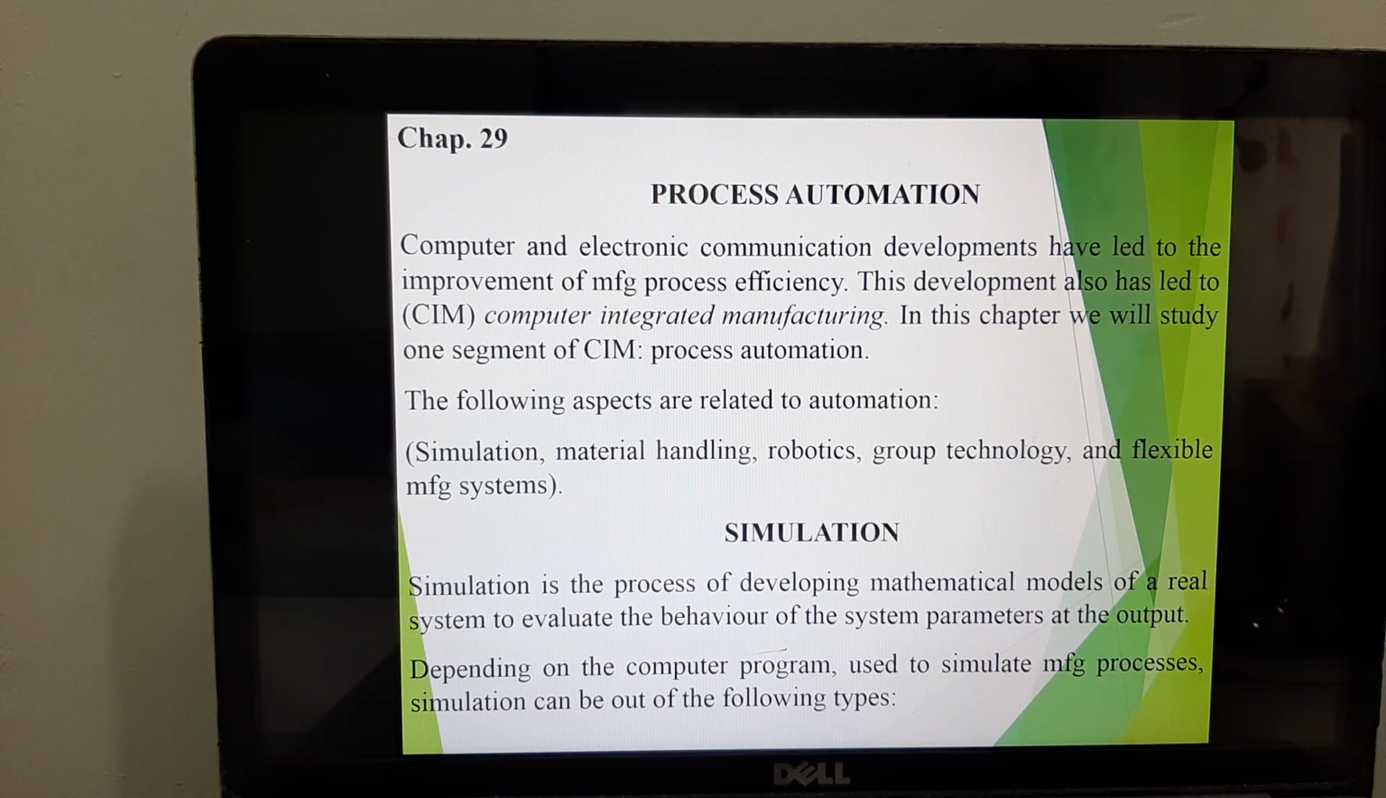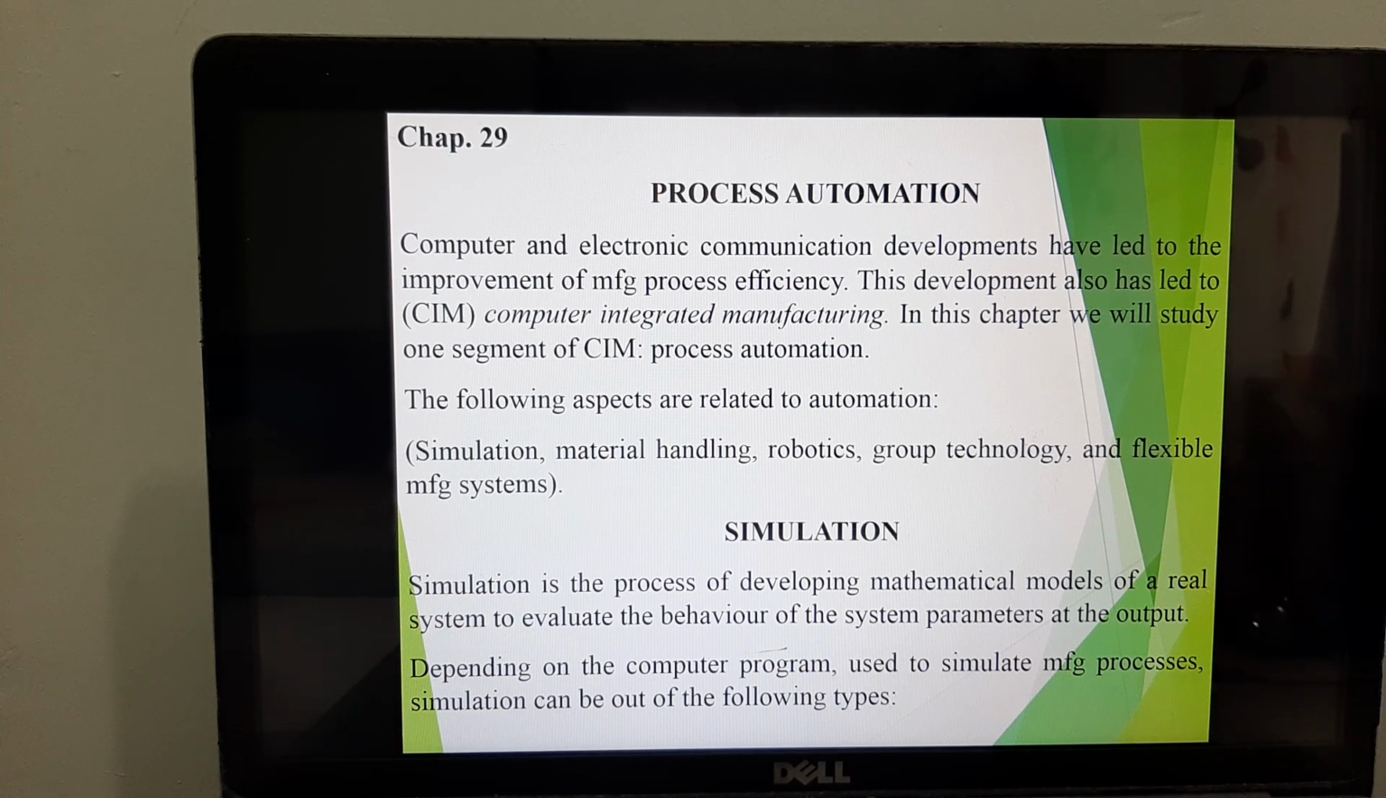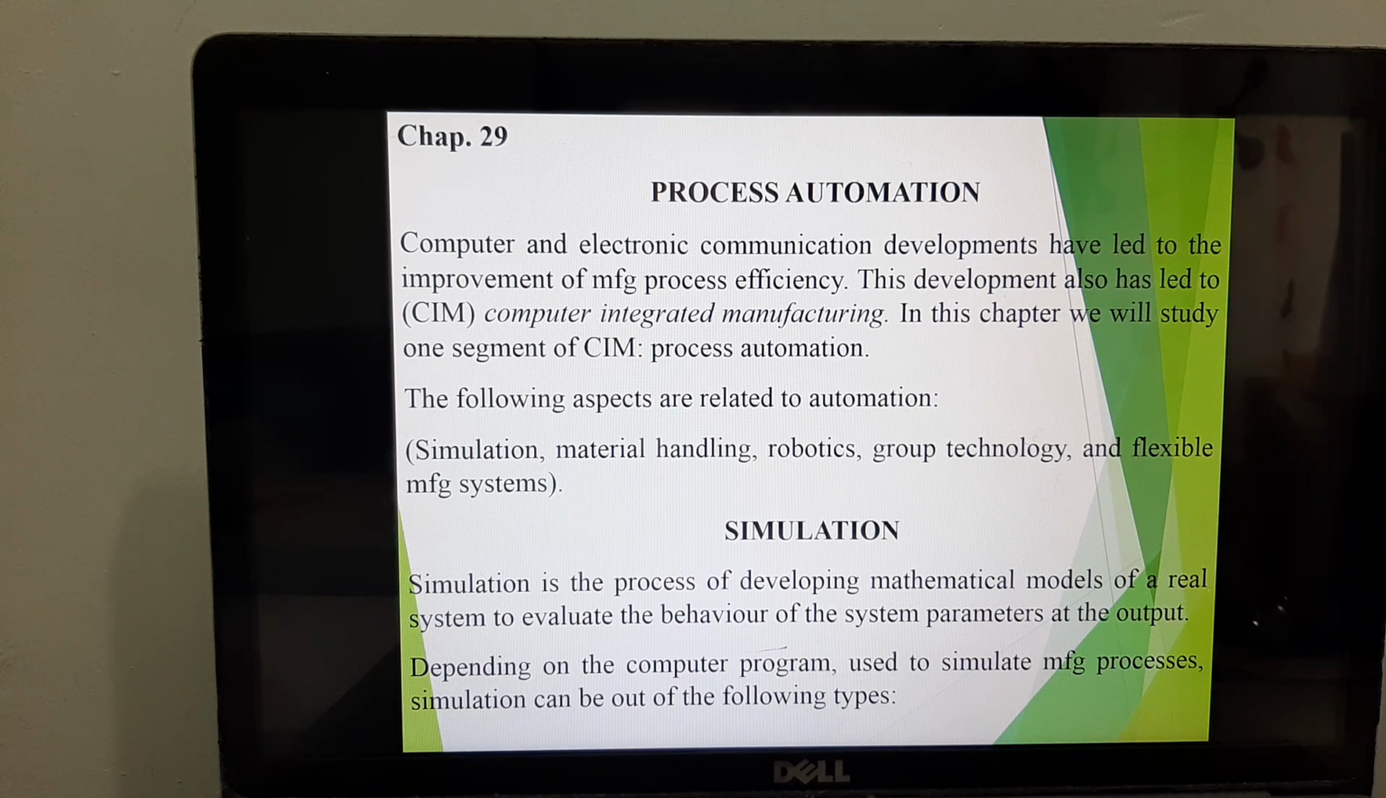Okay, let's look at the next chapter, process automation. So this is another level of manufacturing. All this while we were talking about normal manufacturing, where you manufacture products using manual operation. And now we are talking about automation. When you talk about process automation, we are actually automating the plant minus human.